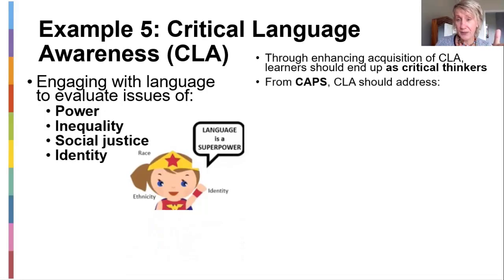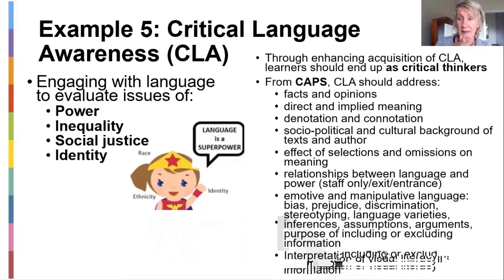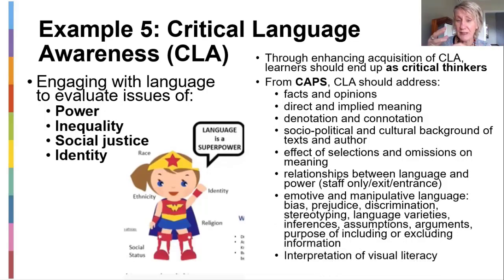From the CAPS document, these are all the things that are important for CLA, right from knowing the difference between facts and opinions, direct and implied meanings, denotation, connotation, omissions that people don't put in, relations, emotive, manipulative language like stereotyping, bias, arguments, and then interpretation of visual literacy, which we have done quite a lot of.